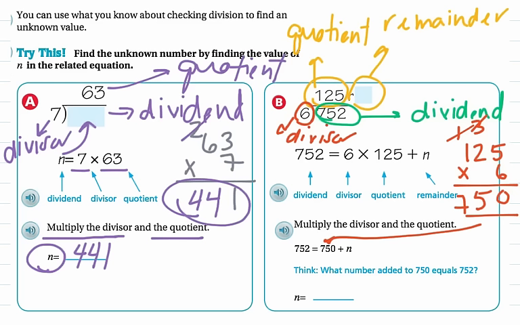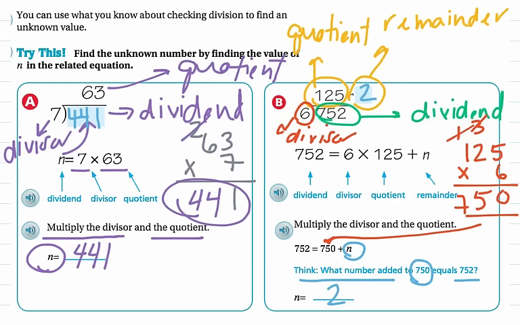But remember, if we have a remainder, we have to add in the remainder. So it says think what number added to 750 equals 752. Well, we know that answer would be 2. So for this problem, 2 is the unknown. And in the previous problem, I forgot to write down 441 is the dividend.